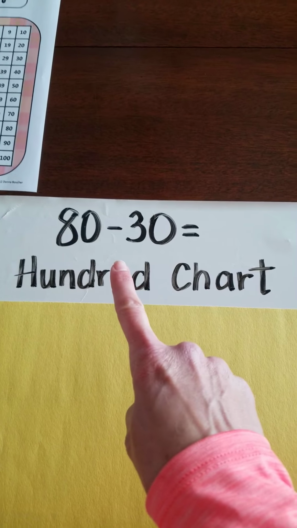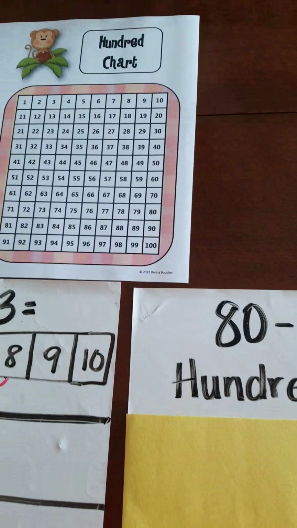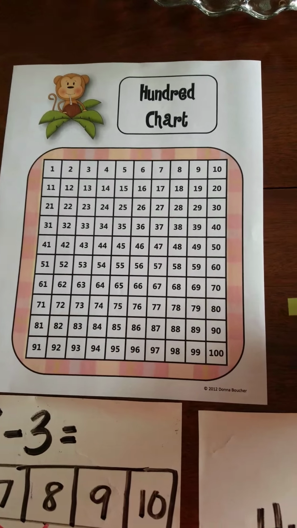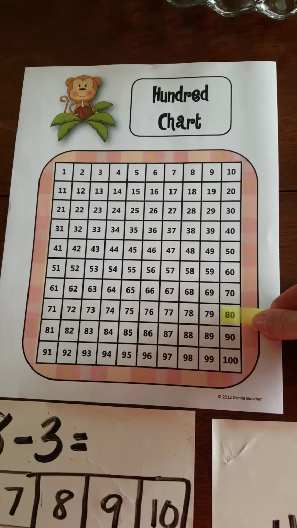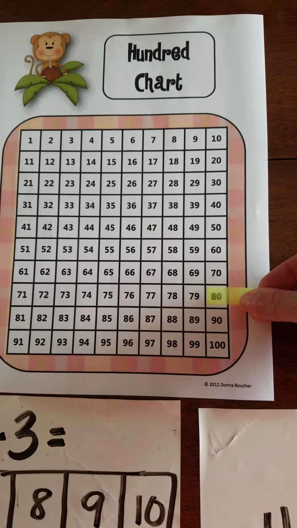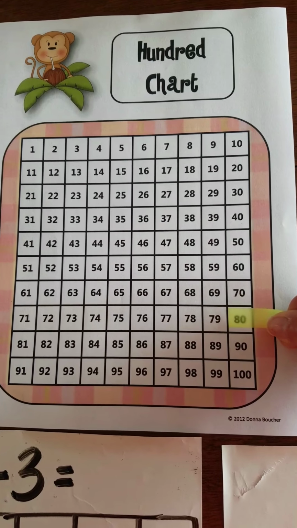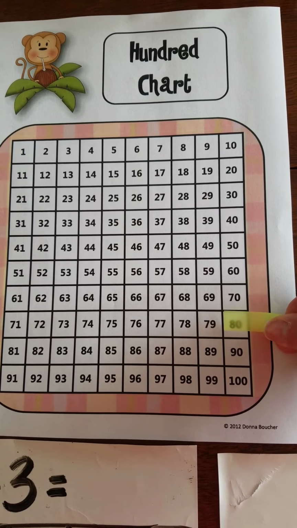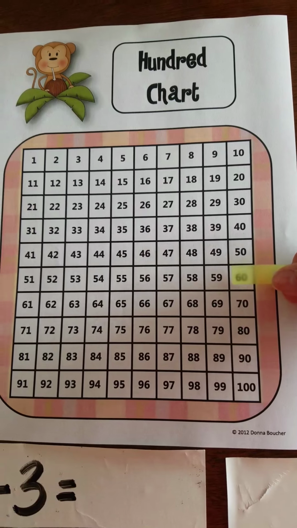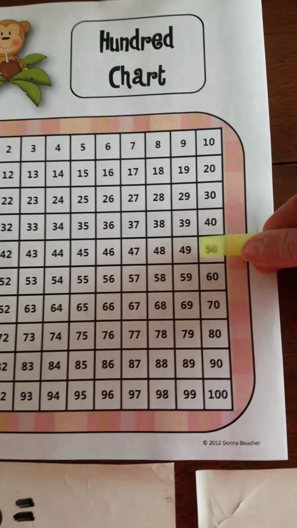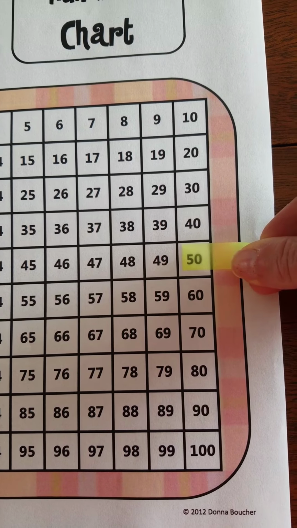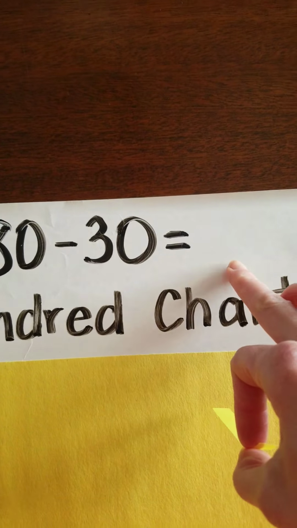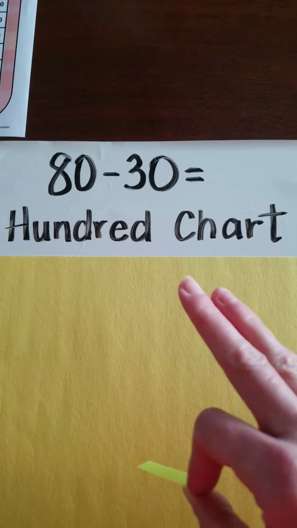So on a hundreds chart, I'd come over here to my monkey hundreds chart, which you'll also find in your work folder. I would start at the 80, and I would have to go up because I want my numbers to get smaller. So I'm going to go up and I'm going to go 10, 20, 30. Ooh, you can see that I ended up on 50. Maybe you already knew that from our problem. So a 100 chart can help you do that.